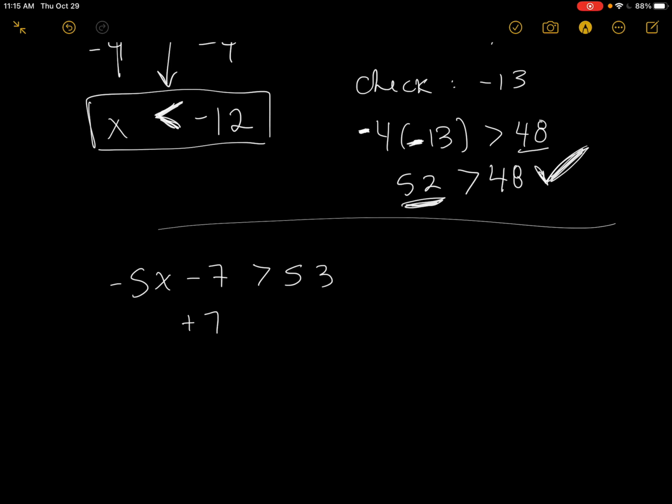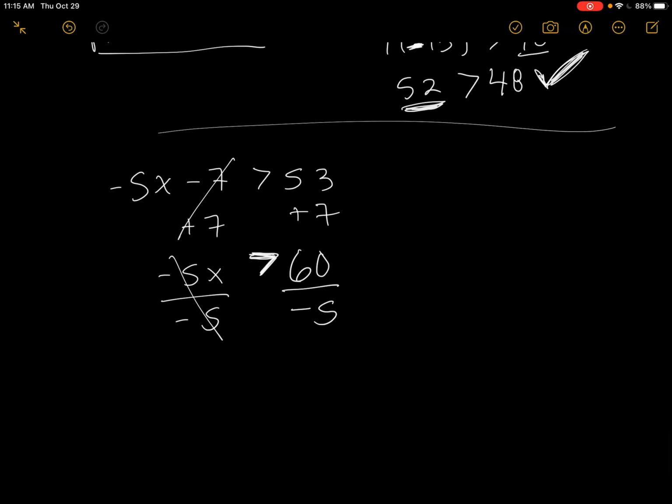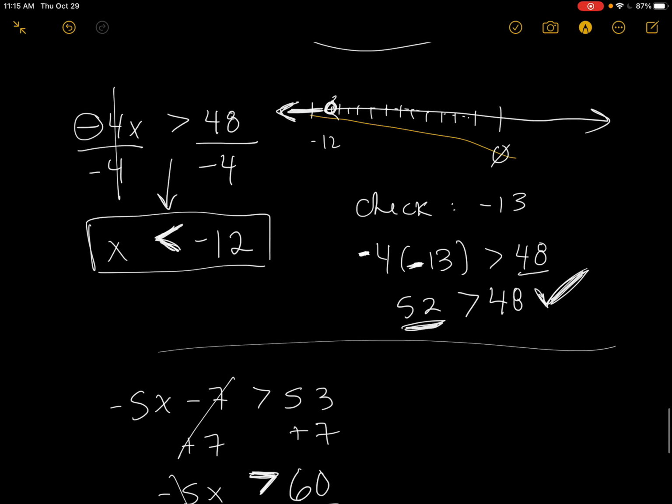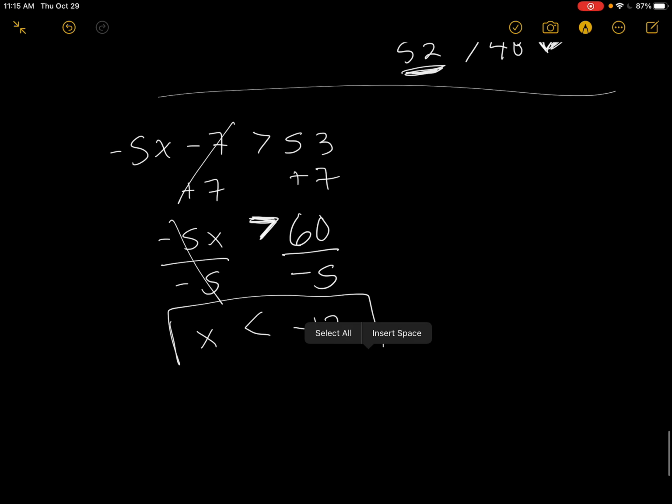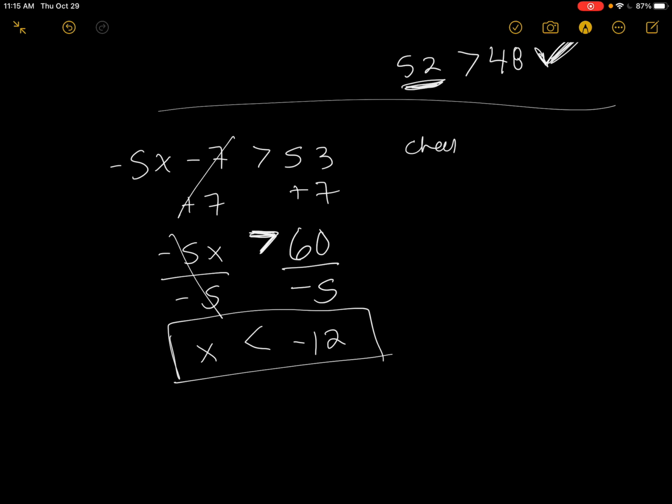Okay, so I'm going to get rid of the 7 first. So right now I'm just adding and subtracting, so my sign stays the same. I'm not going to flip it or anything. Now, because I'm dividing both sides by a negative number, my sign is now going to flip. Oh, I somehow made 2 examples that got the same answer. That's weird. Alright, so x is less than negative 12. And you're always free to check it. Just going to do 13 again.